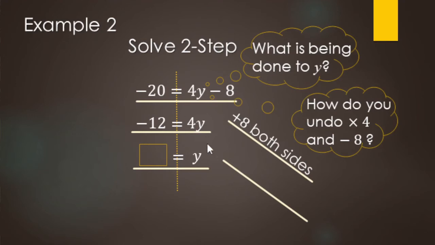Next up, we need to go from 4y to y. This 4 is being multiplied by y, so we undo a multiply by 4 with a divide by 4 to both sides. So here we have negative 12 divided by 4. Negative divided by positive is going to be negative, and then 12 divided by 4 makes 3. So the value for the variable, the value for y that makes this equation true, the solution is negative 3.